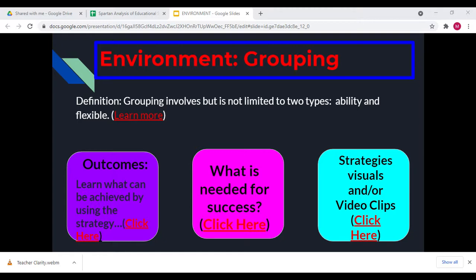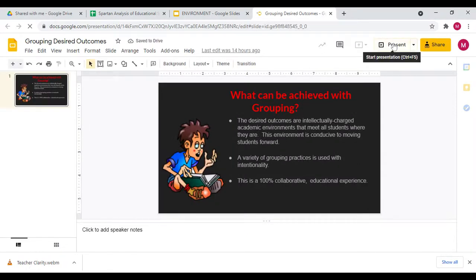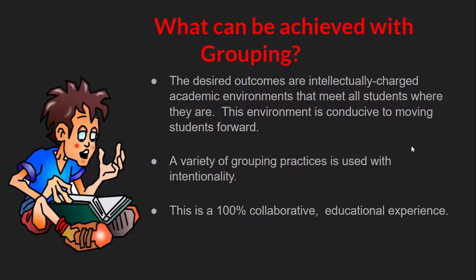As we are asking questions and learning more about grouping, one of the things that we can discuss are the desired outcomes. Learn what can be achieved by using this strategy. So if we click here, what are some things that can be achieved by using this strategy? Well, the desired outcomes are intellectually charged academic environments that meet all students where they are. This environment is conducive to moving students forward. They don't remain in the same spot the whole school year, they continue to move.